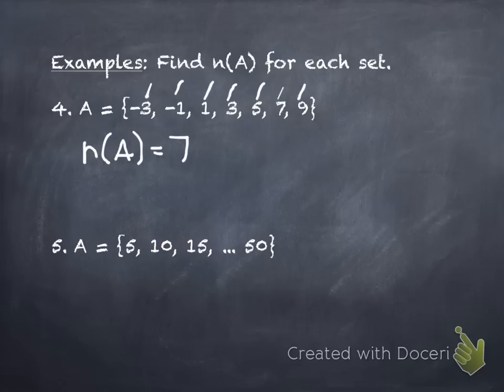Now, set A on number 5 is a little different because it's not a full listing. They're not all listed out. In other words, you have to, in your mind, think about what the dots represent. If you notice the pattern, they're counting by 5s, and if we count them off with our hands as we count, we have 5, 10, 15, 20, 25, 30, 35, 40, 45, 50. If we've counted them properly, we end up with the number 10. So there are 10 elements in this set.